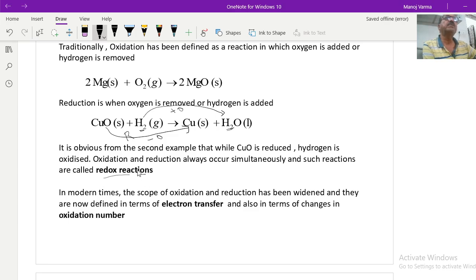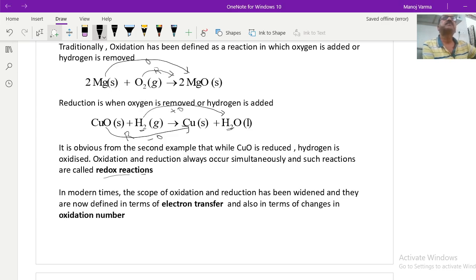So you will always find that there is no reaction in which only oxidation takes place or only reduction takes place. Always there will be both oxidation and reduction taking place. So let's go back to this example. I already told you that here magnesium has been oxidized to magnesium oxide because oxygen has been added, but something has to be reduced. So what is reduced here? Now actually the oxygen has been reduced. You will find this concept a little difficult to understand, but we will understand it when we go to the further details about this reaction.